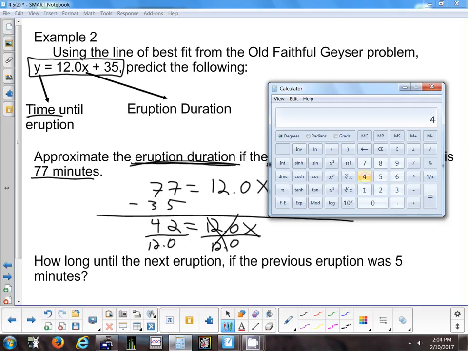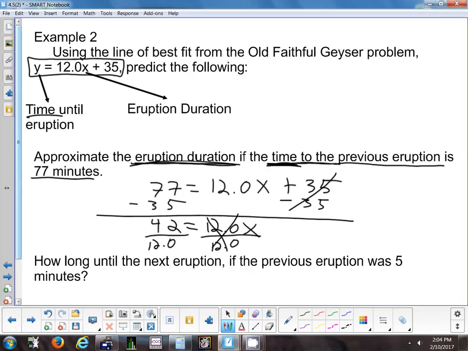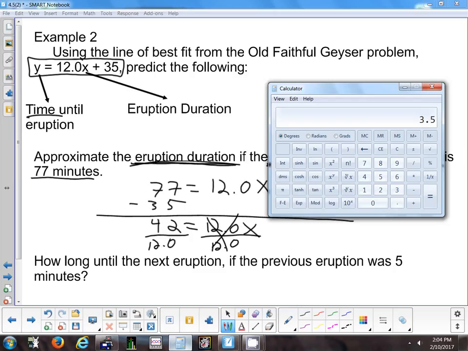It's not exact, Mr. Hager. Right. So based on this model, the next eruption would last about 3.5 minutes. The longer this time gets, the more energy builds up, and then when it does erupt, it'll last longer. So what did it do? 3.5? Yep.